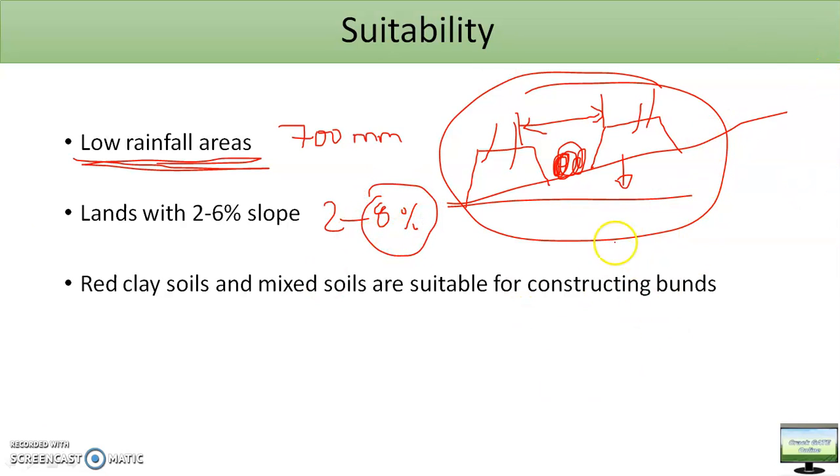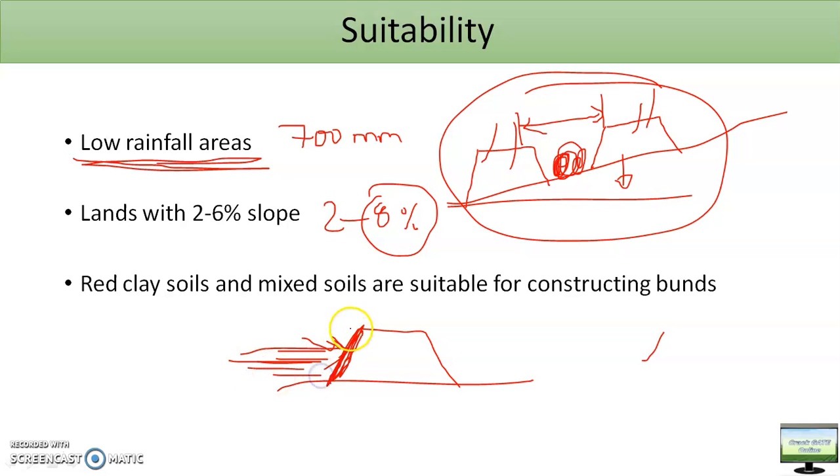And the soil has to be somewhat stable. As I showed you, this is the cross section, so this side has to be stable. Suppose it is sandy soil, then what will happen, this side will not be stable, and if this soil is not stable, then how will it store the water behind this side. So the preferred soil is clay soil, so that you can get some stability.